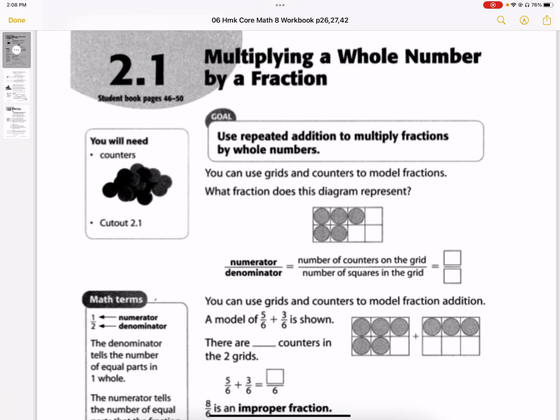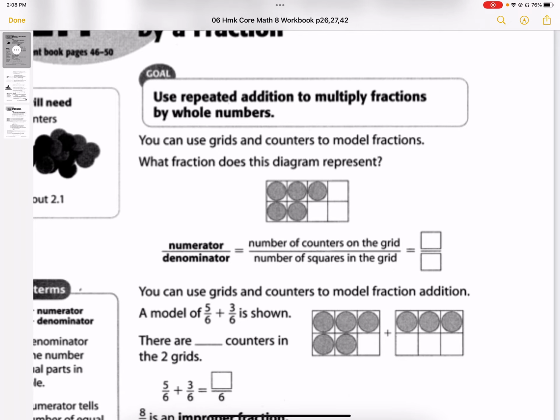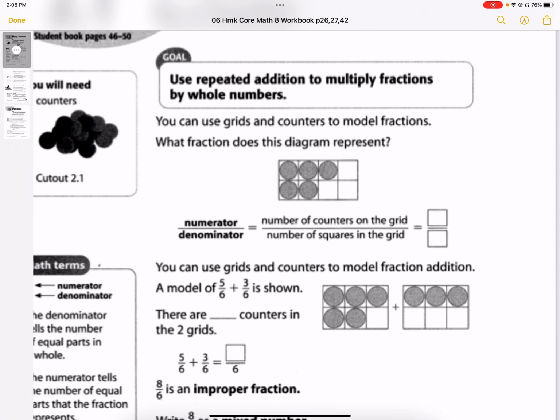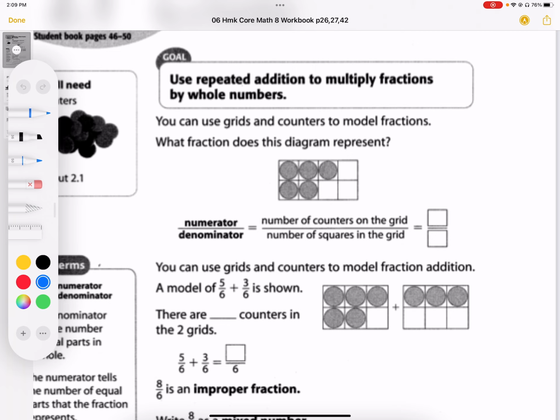In our homework, what we're going to use is these diagrams to help us with our multiplication of fractions. The first thing is we want to make sure that we recognize that the numerator is the number of counters on the grid and the denominator is the number of squares on the grid. So in our first example here, the number of counters, we have 1, 2, 3, 4, 5. And then the grid is going to be out of 8. So the fraction that represents is 5/8.